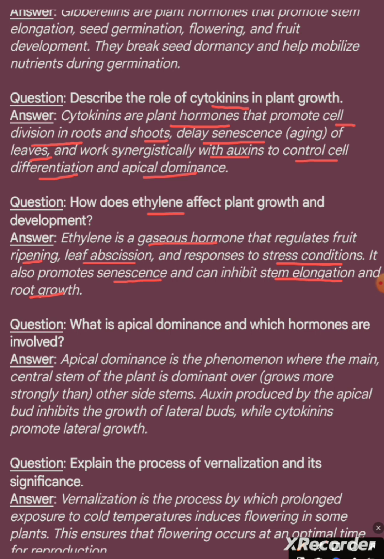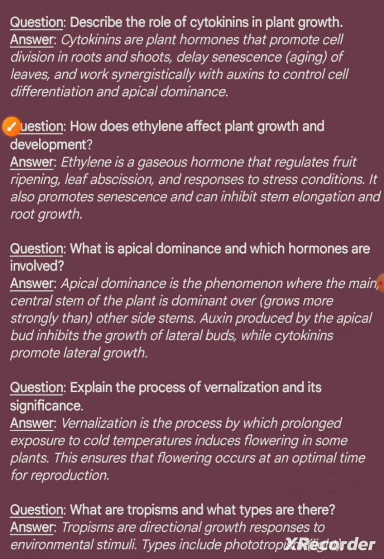Next question. What is apical dominance and which hormones are involved? Answer. Apical dominance is the phenomenon where the main central stem of the plant is dominant and grows more strongly than other side stems. Auxin produced by the apical bud inhibits the growth of lateral buds, while cytokinins promote lateral growth.